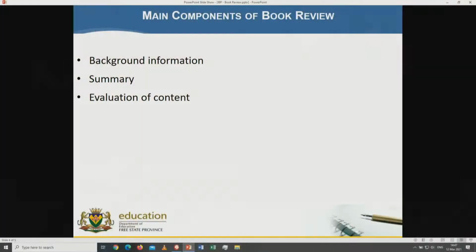Now let's look at the main components of a book review. The main components of a book review are not quite different from the previous slide. Here you have to give the background: why was the book written? When was it written? Where was it written? When we talk about where and when, you know that we are referring to the setting. The author who wrote the book. You give us that background information about what the book entails.